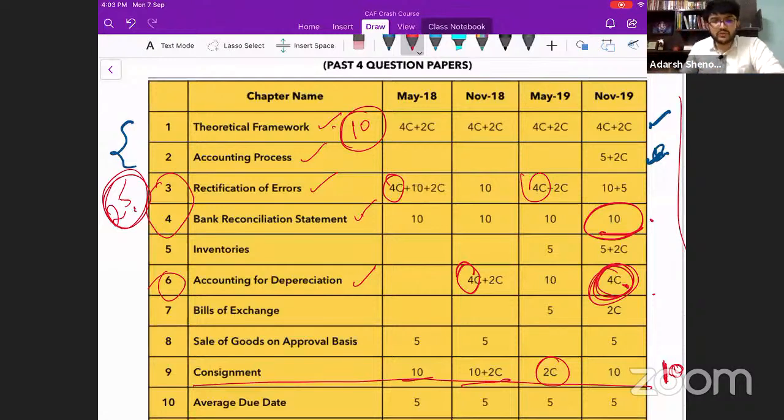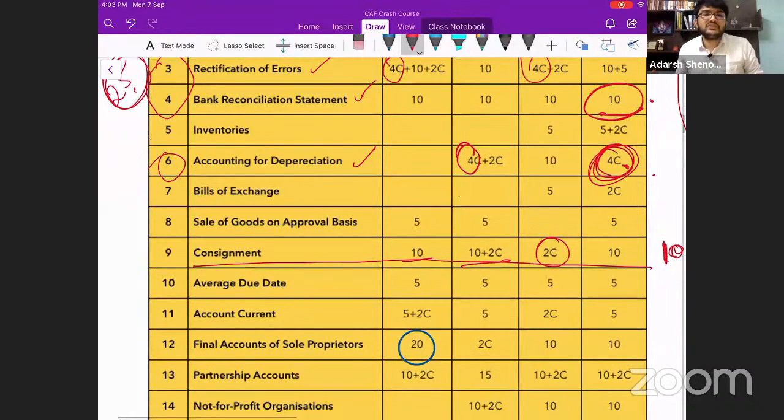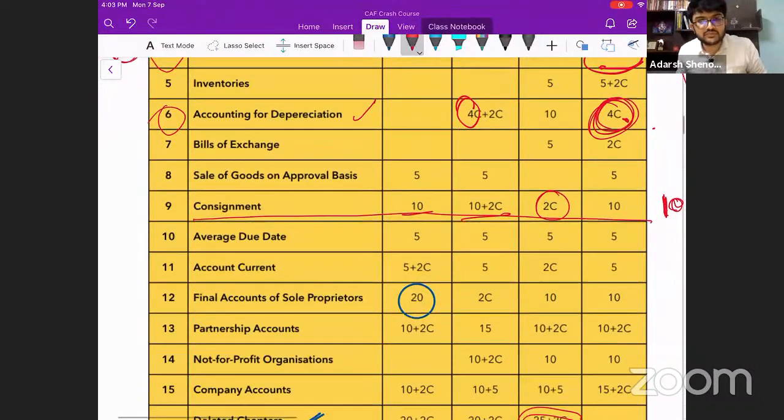Over that, whatever now we are going to discuss, consignment, another 10 marks in our basket. Sale of goods, another 5 marks, 4 or 5 marks from that. Average due date, account current, another 5 marks each. So overall, there we have around 55 to 60 marks in our pockets. What is difficult in accounts then? 55 to 60 marks is in our pockets.